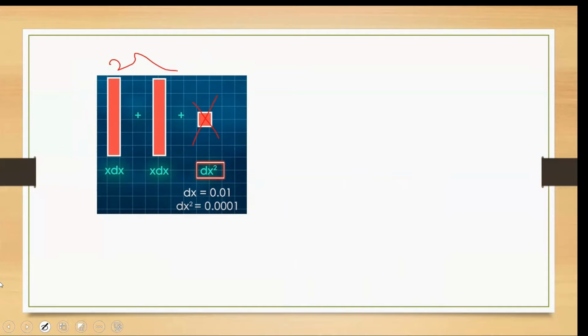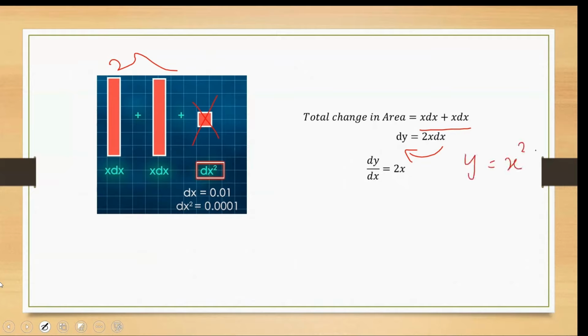So what will be the total area? The total change in area is x dx plus x dx. When you add these two, it would be 2x dx. It's a multiplication. So 2x dx, you can bring this dx to the other side. So dy by dx is equal to 2x. And this is the differentiation. This is the derivative. When you differentiate y with respect to x, you will get this. So we have considered y is equal to x square. When you differentiate y with respect to x, you will get dy by dx is equal to 2x.